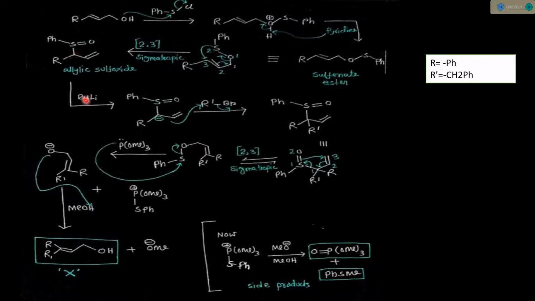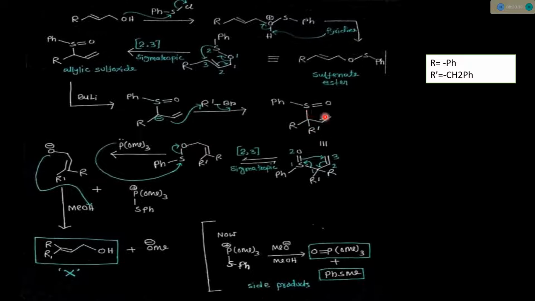In the presence of butyl lithium, this hydrogen will be abstracted and form an anion. This anion now attacks this R' Br. PhCH2Br, we all know, is a very good electrophile in SN2 substitution reactions. This anion attacks this CH2Br, which is just a simple R' Br. We mention here R' means CH2Ph, to form a molecule like this.